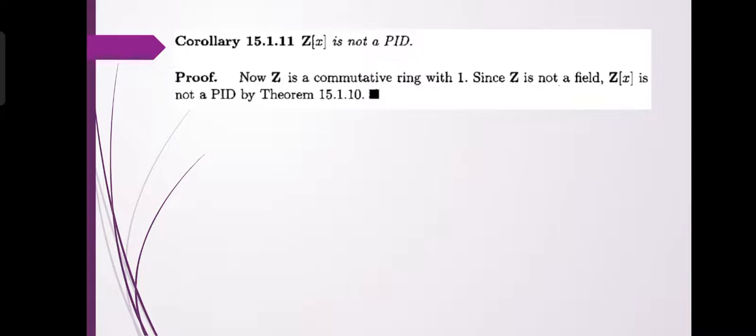In Corollary 15.1.11, Z[i][x] is not a PID, or principal ideal domain. Proof. Now, the integers are a commutative ring with 1. Since the integers are not a field, the ring of the Gaussian integers is not a principal ideal domain by Theorem 15.1.10. So that's the end of the proof.